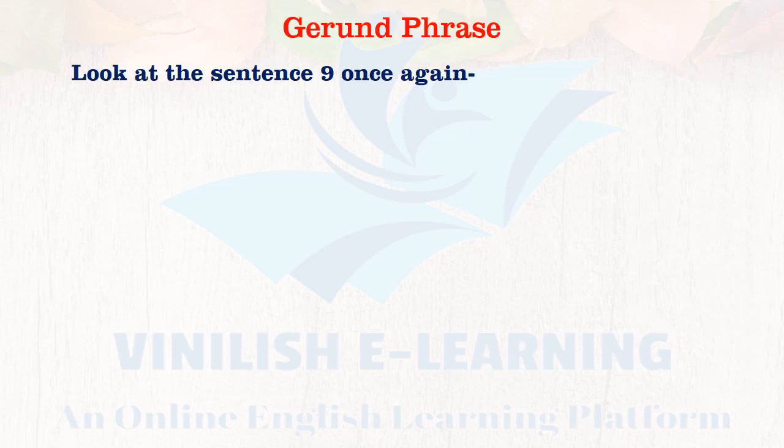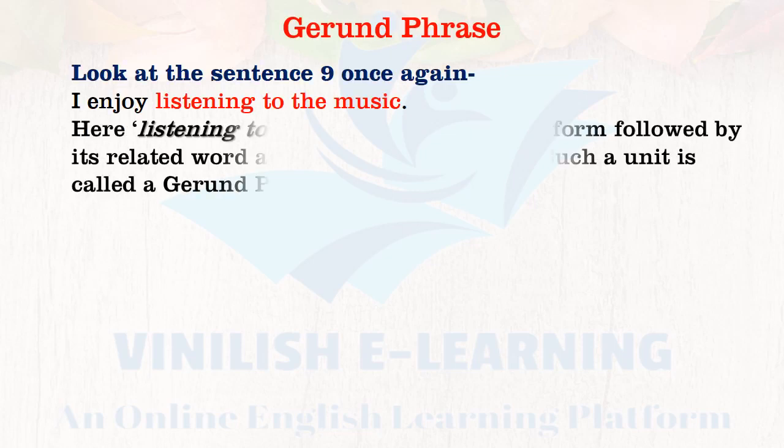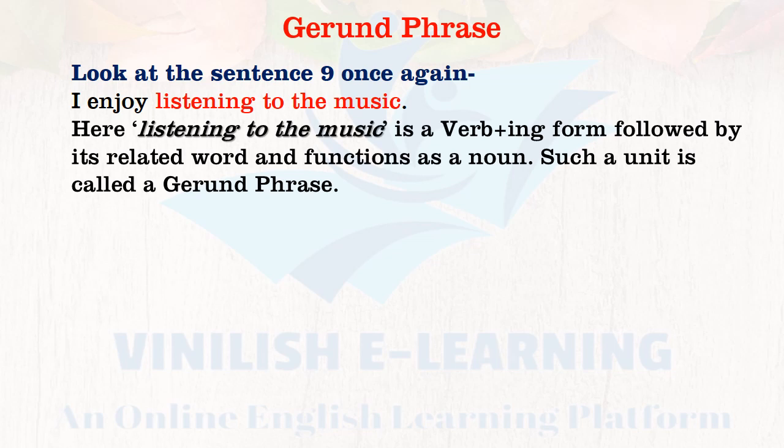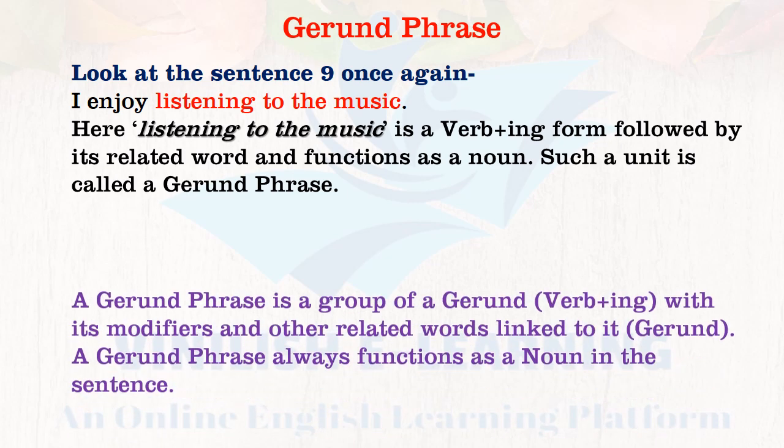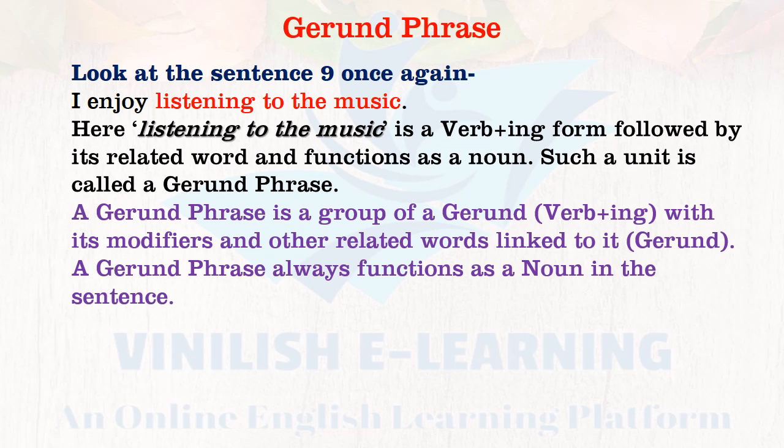Gerund phrase. Look at sentence number 9 once again. I enjoy listening to the music. Here, listening to the music is a verb plus ing form followed by its related words, that is listening plus to the music, and functions as a noun. Such a unit is called a gerund phrase. A gerund phrase is a group of a gerund with its modifiers and other related words linked to it. A gerund phrase always functions as a noun in the sentence.